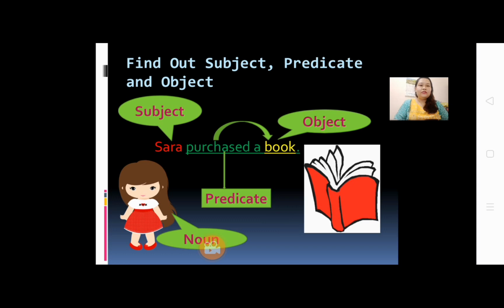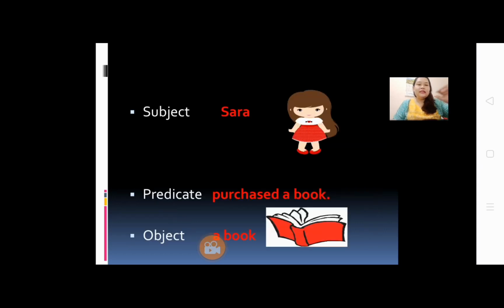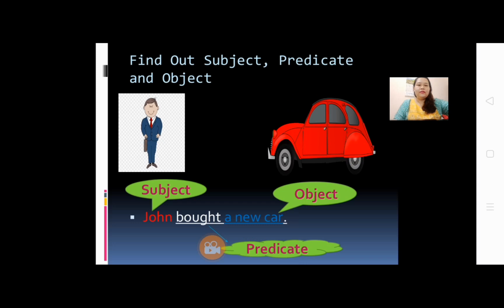Now, let's find out the object. Here, if I ask a question, what did Sarah purchase? Yes, what did Sarah purchase? A book, right? So, a book is the object. Also, it is receiving the action done by the subject, Sarah. Let's do one more exercise. Okay, so in the previous example, Sarah is the subject, the predicate is purchased a book, and the object is a book.